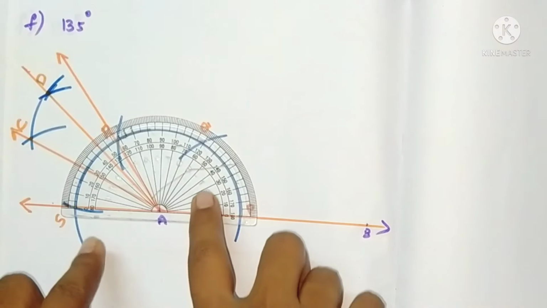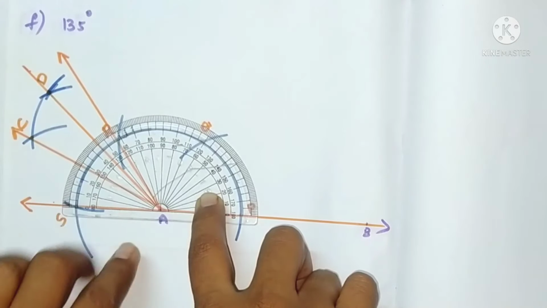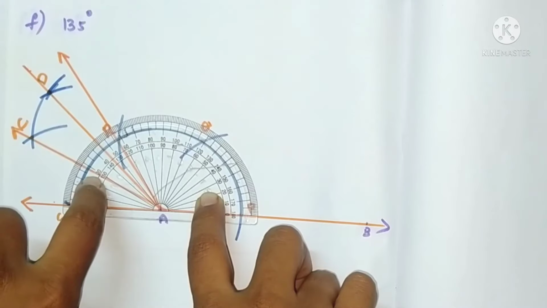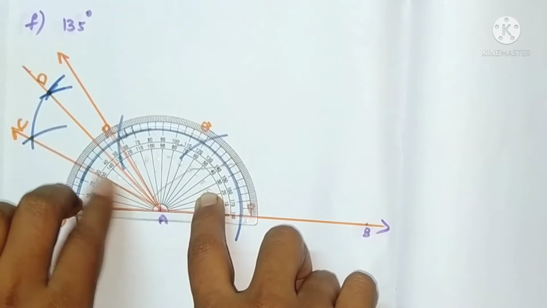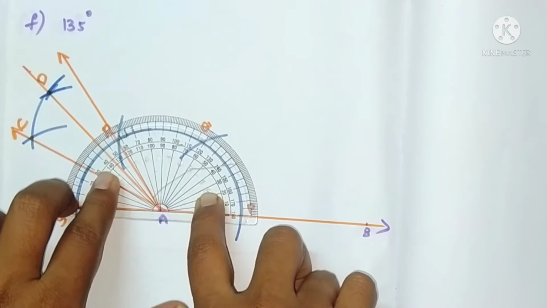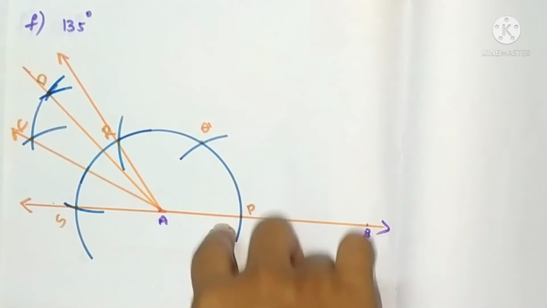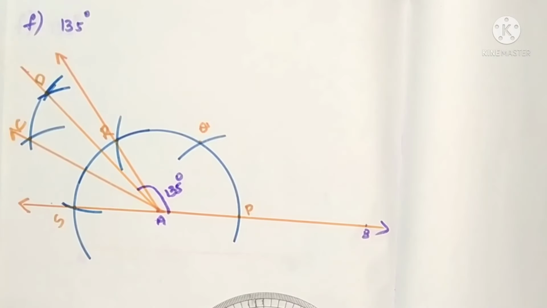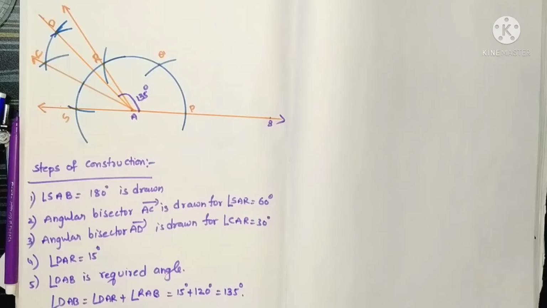Students, if you check with protractor, see, this is 180 and this is 150 and this AD is between 130 and 150, fifth line 135. So this total area 135. Sorry, not area. So this total angle 135.